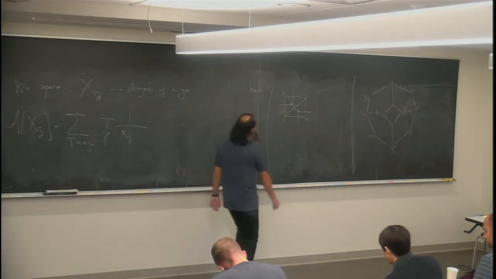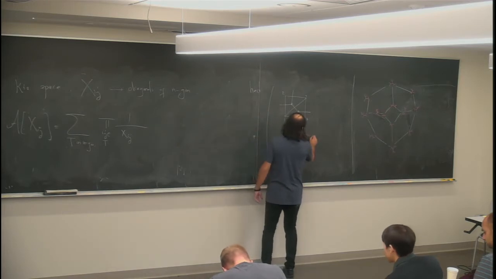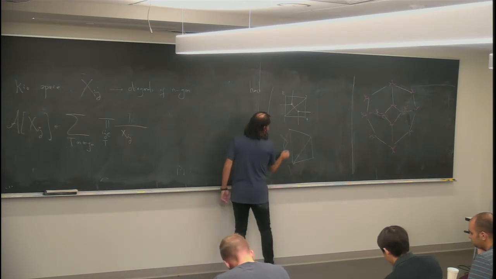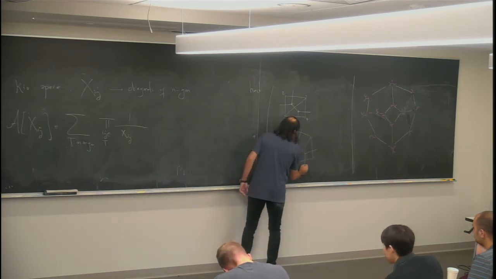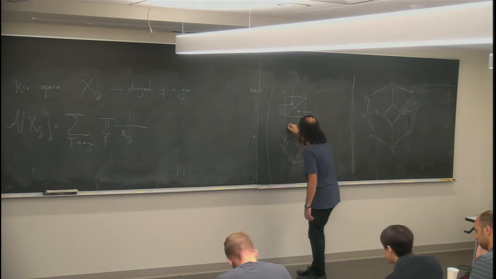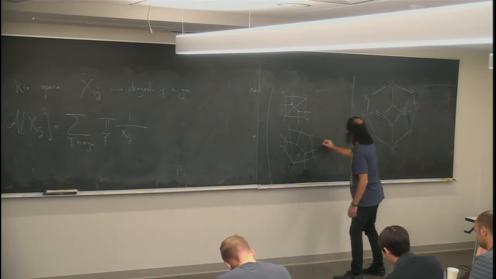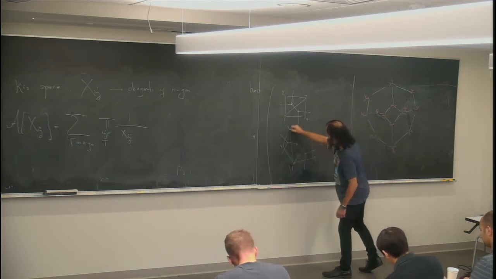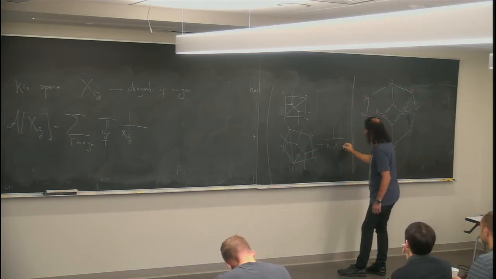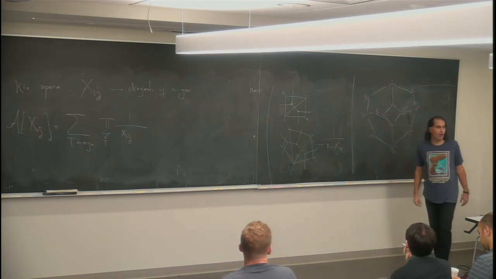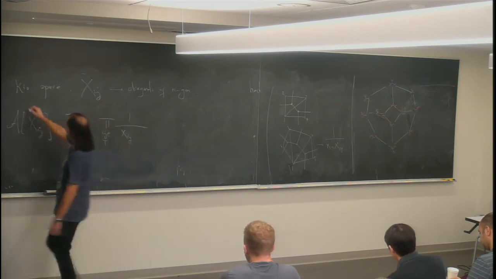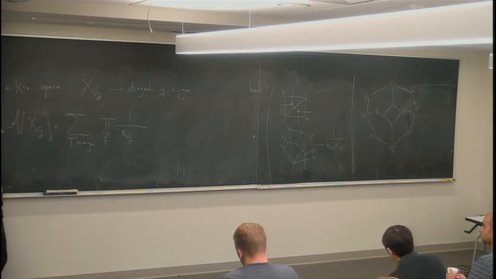So for instance, if I drew the pentagon, which is dual to this diagram, this is the one that we talked about before. I'd write 1 over x13, that guy, and 1 over x14. But I sum over all possible triangulations. Okay, so this is the answer. So this is our kinematic space, just the space of all these x's. This is the answer we're supposed to get.